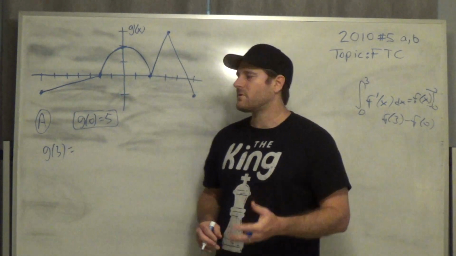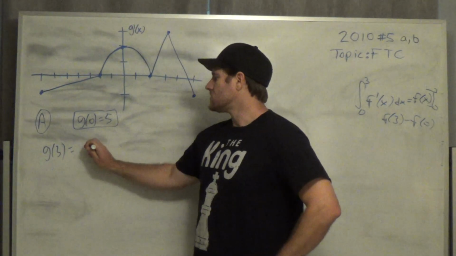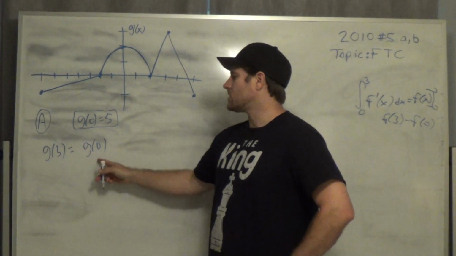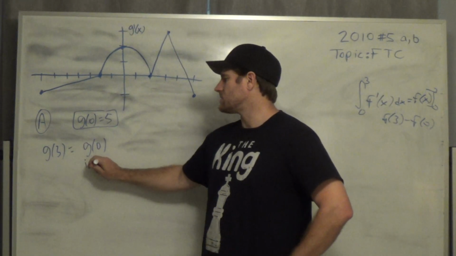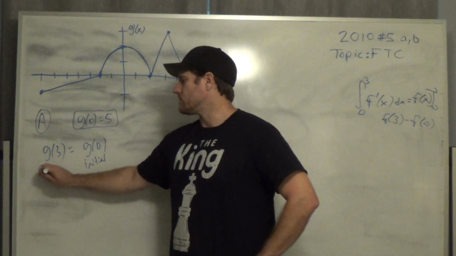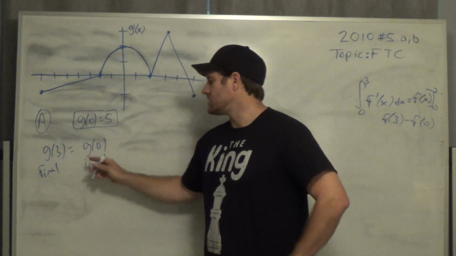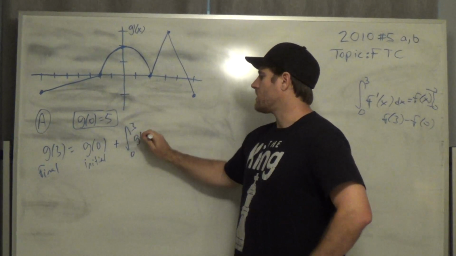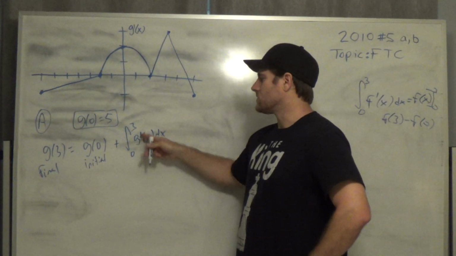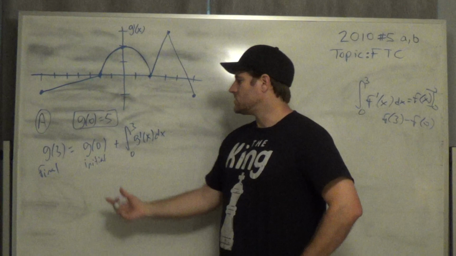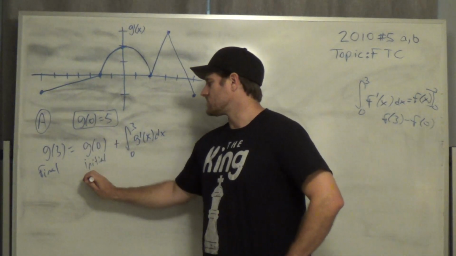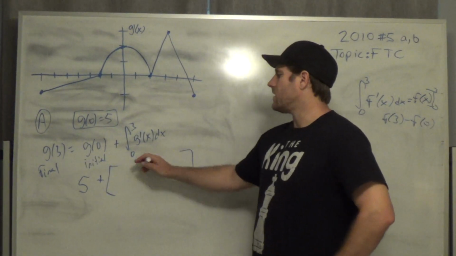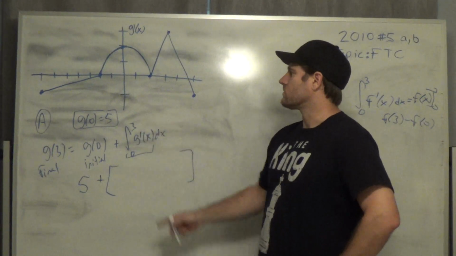So in this problem, we want to know how much did g change from 0 to 3. So these are our two things. This is what we want to know, this is what we know. And if you compare these two on a number line, 0 comes before 3, so 0 is the initial, and we want to know the final. So the final position is the initial position plus the net change in position. So the area underneath g prime x from 0 to 3. All right, so let's go ahead and start with g of 0. We know what g of 0 is. It's 5. So our answer is going to be 5 plus, and then we just need this area. What is the area underneath g prime x from 0 to 3?